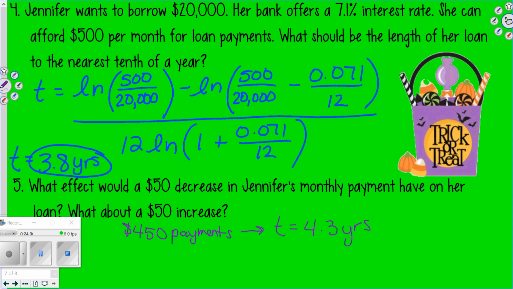All right, and then the second part of that, what about a $50 increase? All right, hold on one sec. All right, everybody else, guys, go ahead and switch it back. If it's a $50 increase, it'd be a $550 payment. So how much would it be? 3.2? What? 3.4? You guys confirm? I didn't actually type it in.